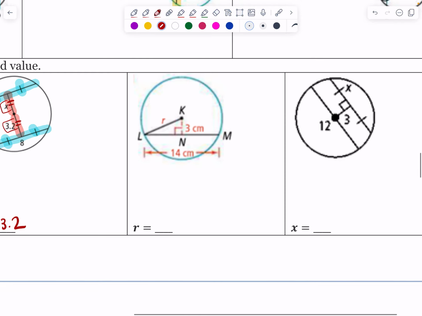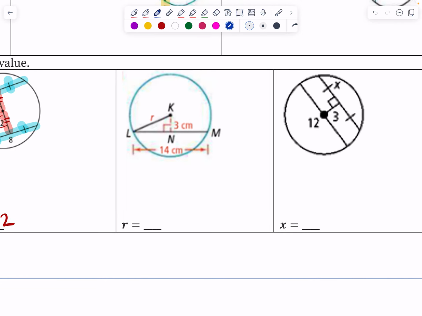Okay. Now I've got a chord. It has 2 endpoints that lie on the circle that is perpendicular to a KN, which is going to the center of this shape. So what does that mean? That means that what we can do is use some Pythagorean theorem because I've got a right triangle. So if this whole blue thing is 14, what does that mean half of the blue thing is? Because it cuts it in half, that's going to be 7. So both of these pieces are 7.